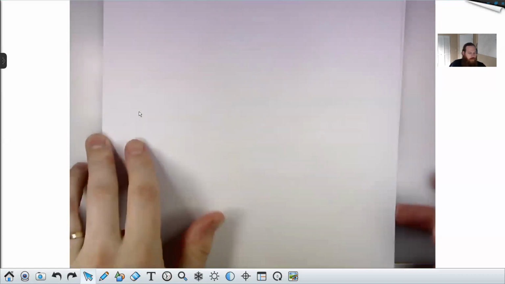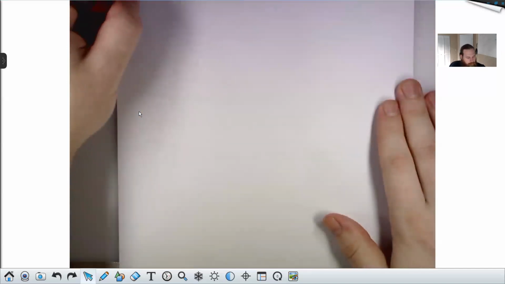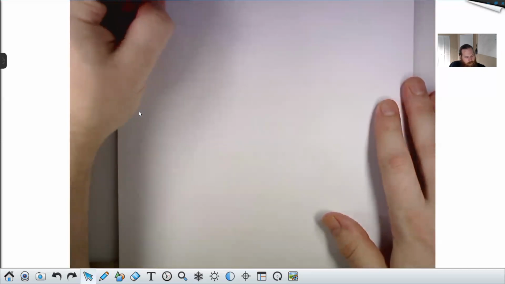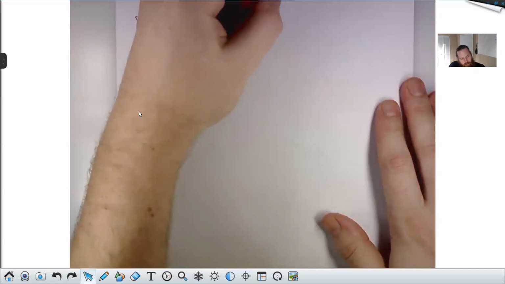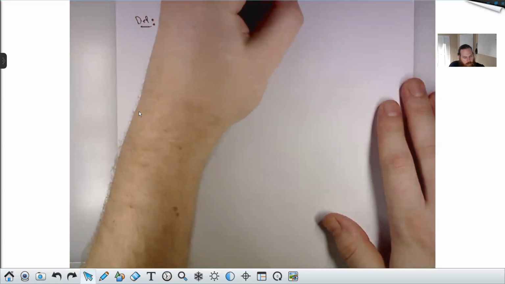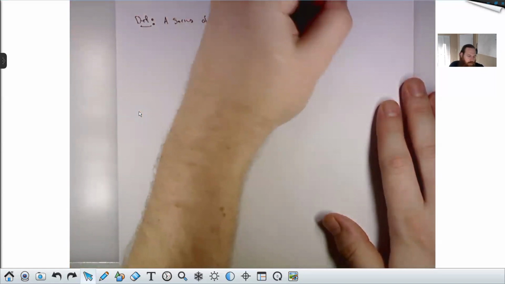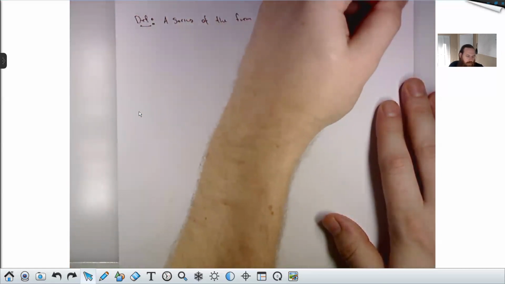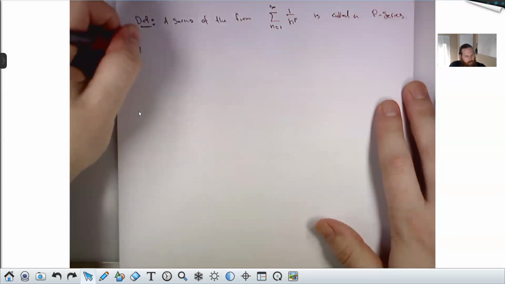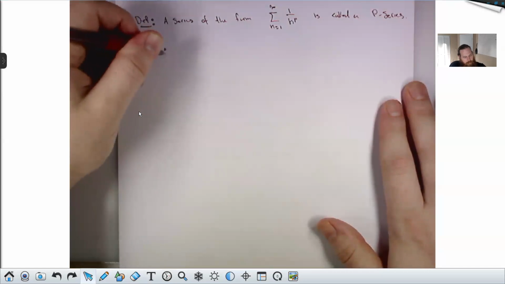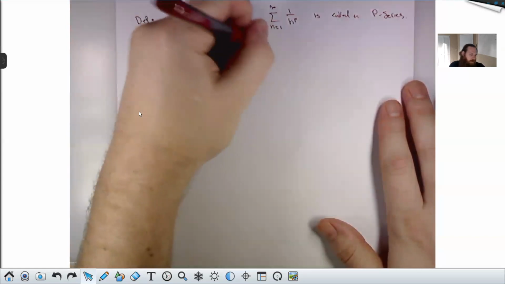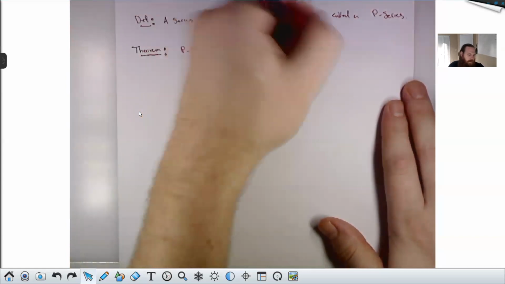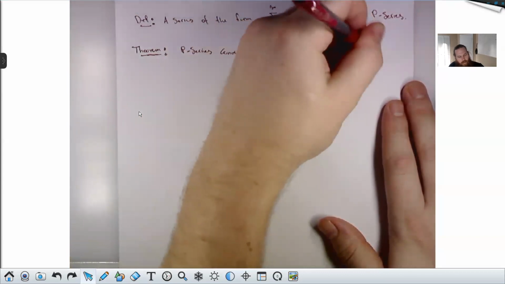Okay, so I've got a couple other important examples. You guys remember p integrals? Well, there's something called p series. A series of the form sigma n from 1 to infinity 1 over n to the p is called a p series. Theorem: you can probably see it coming. p series converge if p is bigger than 1 and diverge if p is less than or equal to 1.